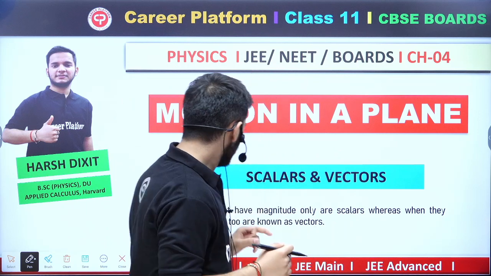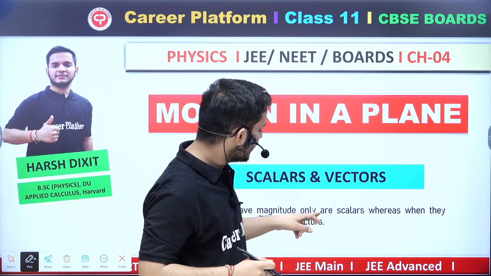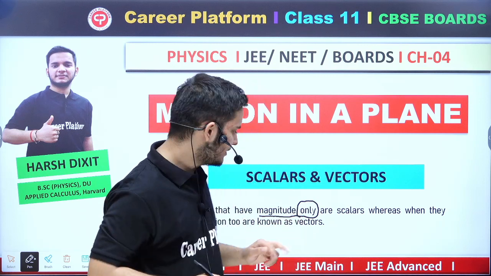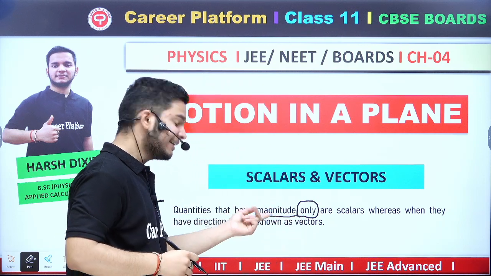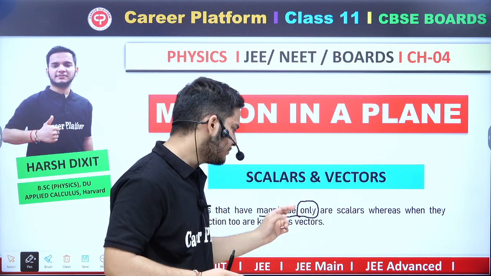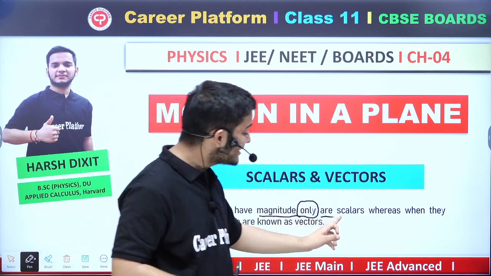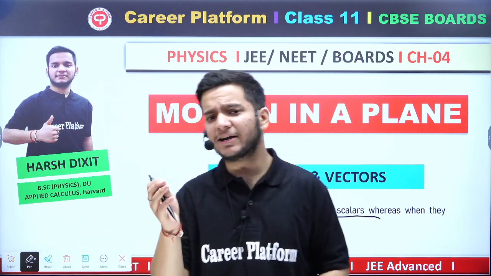Quantities that have magnitude only. This word "only" is very important. It's not saying magnitude with direction. No, direction is the second factor. We are talking about magnitude only. So quantities that have magnitude only are scalars.